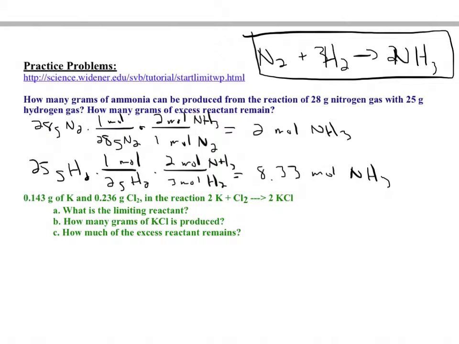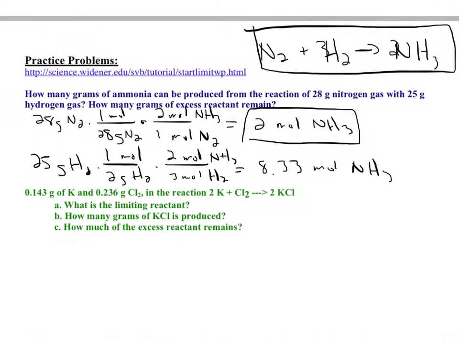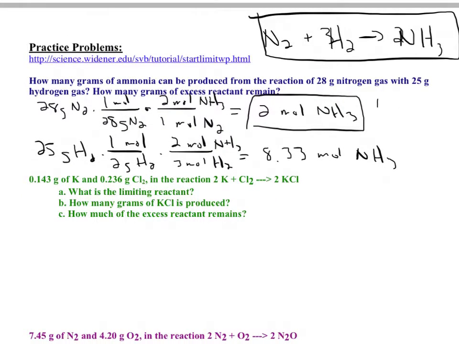We can see we used both of the reactants and found how much product could be made. This is less product. So our limiting reactant is N2. So the question says how many grams of ammonia can be produced? Well, the amount that N2 makes, right? So we have 2 choices. We could either go with the 2 moles or the 8.33 moles. This is the amount of NH3 that can be made, because we will run out of N2. N2 is our limiting reactant.